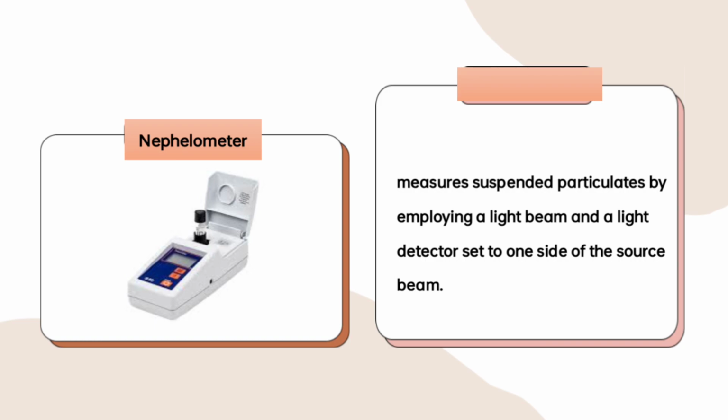Nephelometer. A nephelometer measures suspended particulates by employing a light beam and a light detector set to one side of the source beam. The nephelometer measures the amount of light scattered at right angles to an incident light beam by particles present in a sample.